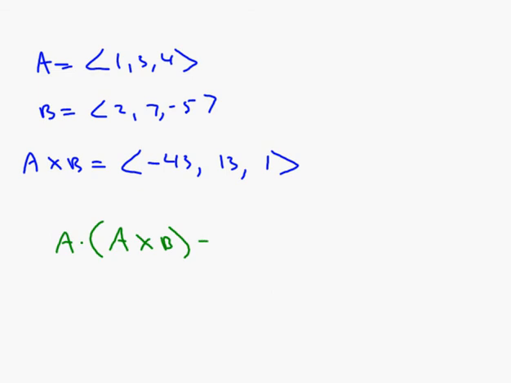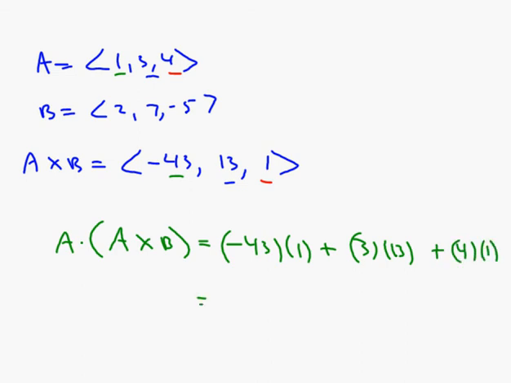All right, so if we do that, dot products, we remember, just mean take the x components, multiply them, add them to the product of the y components, then add them to the product of the z components. Okay, so if we do that, we're going to have 1 times negative 43. Actually, I'm writing vector notation. I shouldn't do that. This is going to be a scalar. So you have negative 43 times 1 plus 3 times 13, okay, plus 4 times 1. Let's see what happens here. So we get negative 43 plus 39 plus 4. But that's 0.